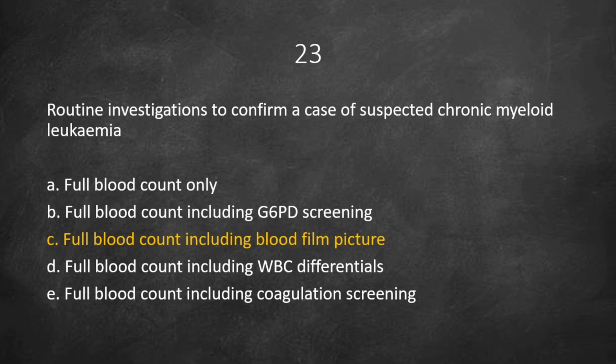Then if you take option D, the white cell differentials, white cell count differentials is part of the FBC. It's useful, of course, but it alone will not provide a complete picture. Then option E, coagulation screening is not typically necessary in the diagnosis of chronic myeloid leukemia. Okay, so the correct answer here is C, full blood count including blood film picture.